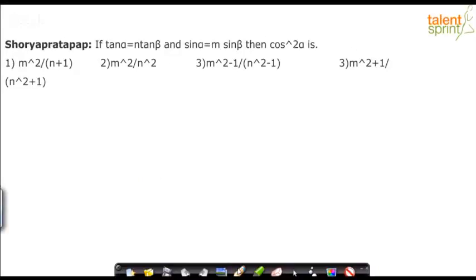Tan alpha equals n tan beta. Sin alpha equals m sin beta. Then what is cos square alpha?